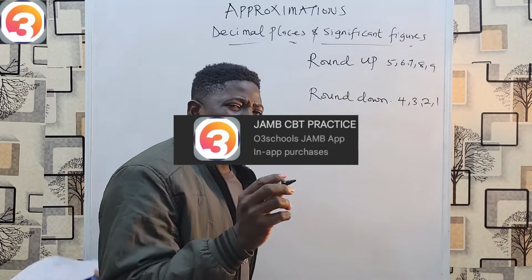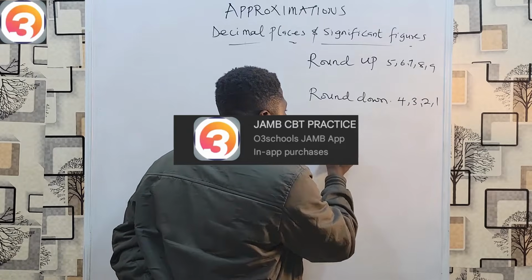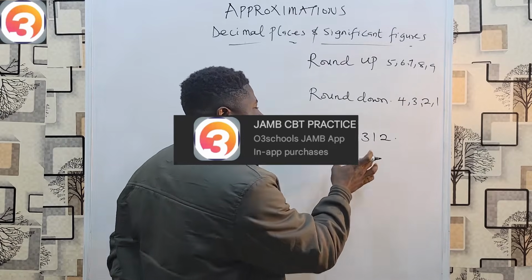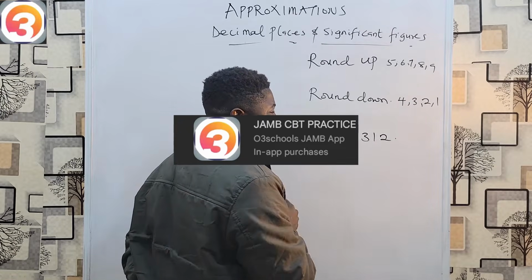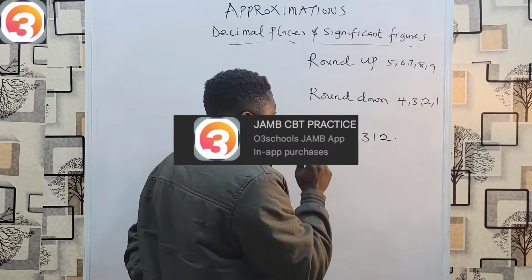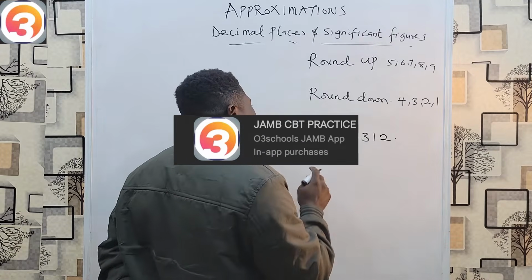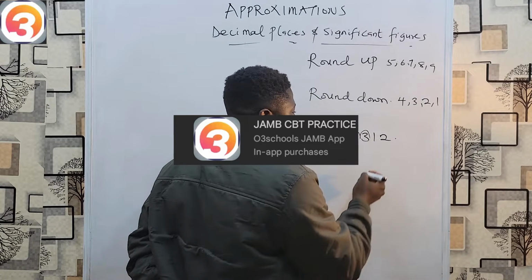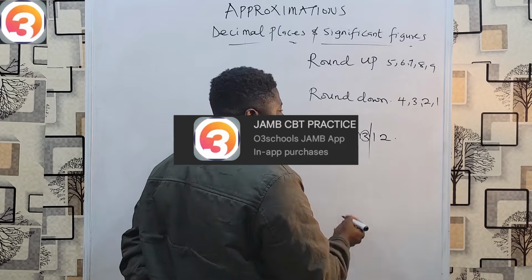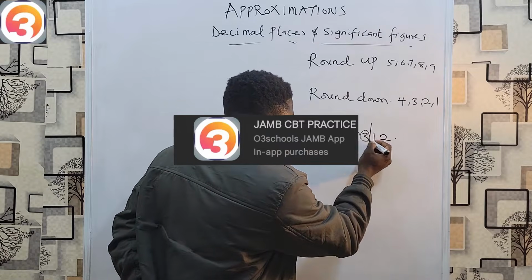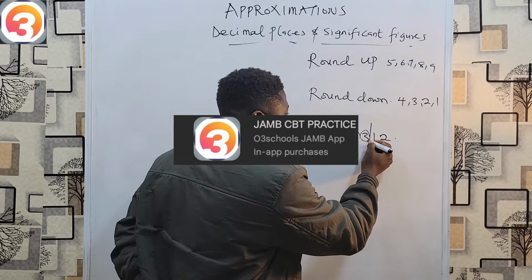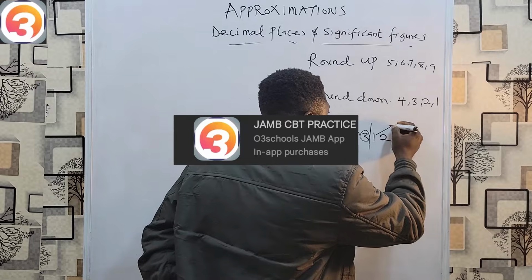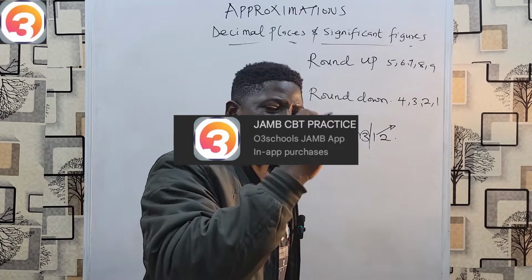Now, which one do I mean by the one being considered? Like for our previous example, 0.0312. If we say approximate this decimal number to 2 decimal places, I told you for decimal places, what concerns us is where the decimal point is. So we say 1, 2. This is 2 decimal places. Now, this 3 is the number we are considering. But the next digit to it is this 1. So it is this 1 that will decide whether we round up or round down.